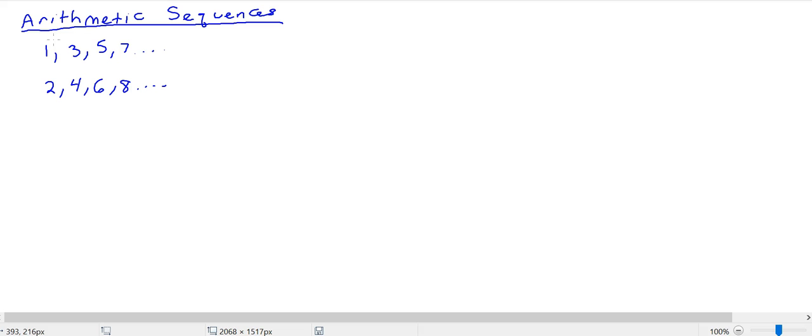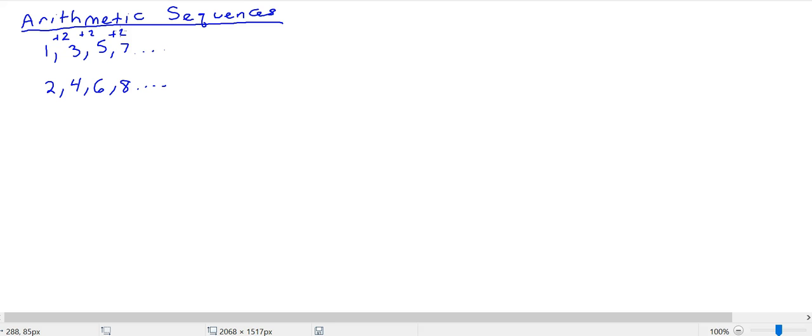An arithmetic sequence is a list of numbers where between each term in the list, we are adding some number. We're not multiplying the term by something, we're adding something. So both sequences that I wrote are arithmetic sequences. The first one, we're adding 2 to each term, so 1 plus 2 is 3, 3 plus 2 is 5, 5 plus 2 is 7. We're adding the same thing in between each term to get to the next term.